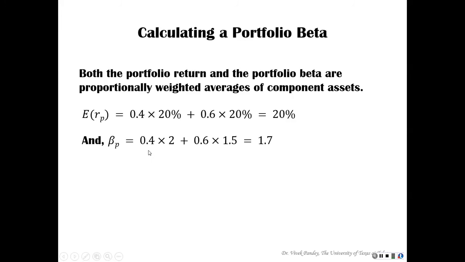Total investment 5,000, right? Investment 1, 2,000 divided by the total 5,000 gives us 0.4. Investment 2, 3,000 divided by 5,000 gives us 0.6. And we use those proportions to weight the beta to get the beta of the portfolio, which is exactly what we would do to get the expected return on the portfolio.